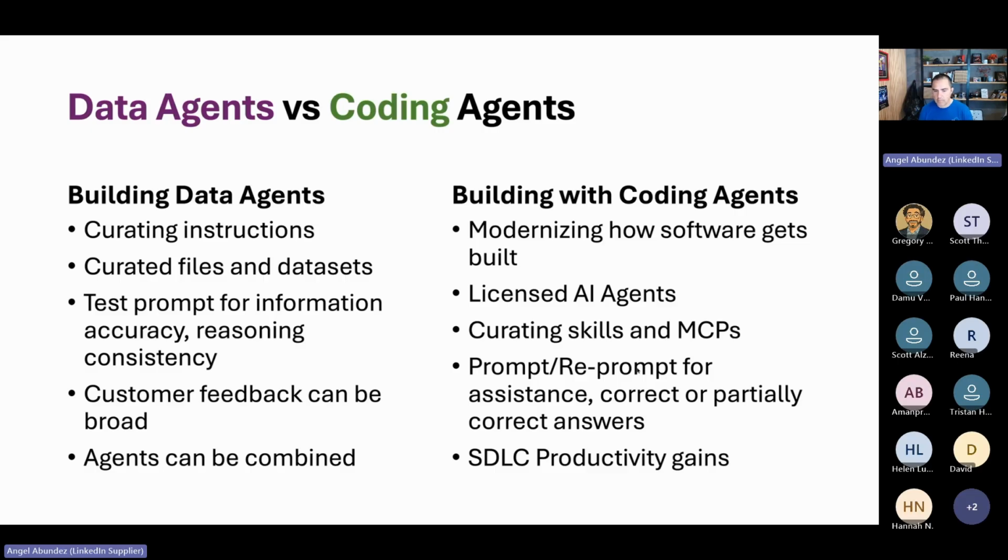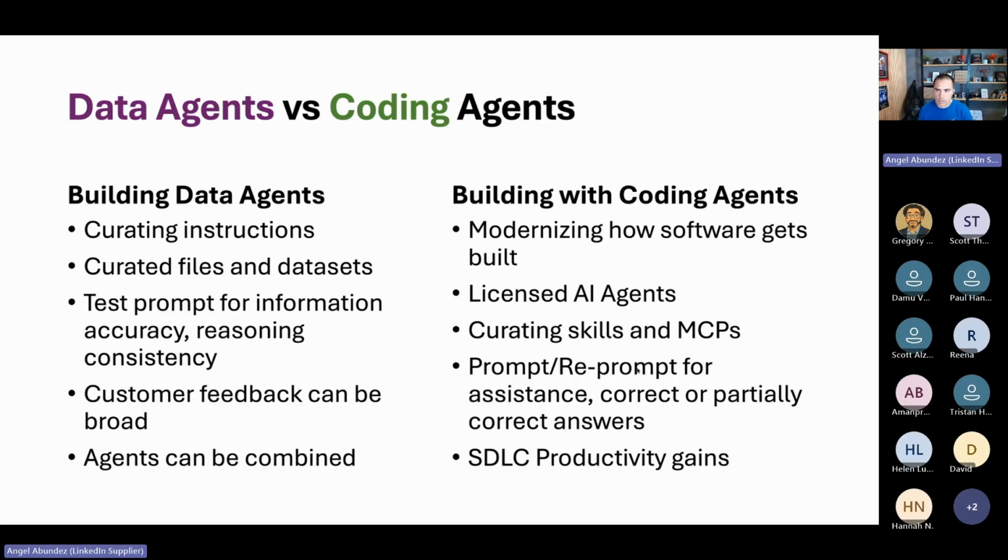Instead of building something, you're leveraging the AI coding agent to produce something for you, like a notebook or a pipeline or whatever. And there are key differences. When you're creating a data agent, you're going to be writing instructions in plain English, and in a way that a robot can understand.